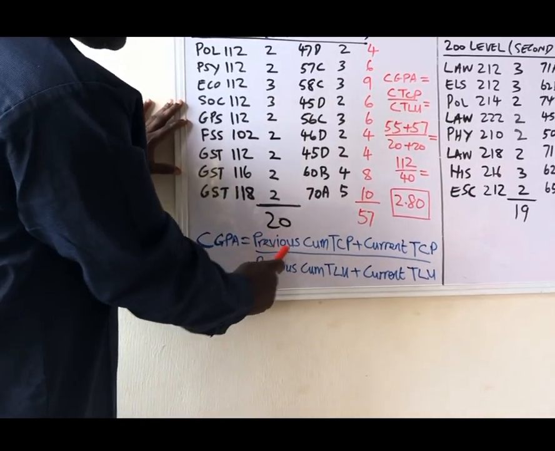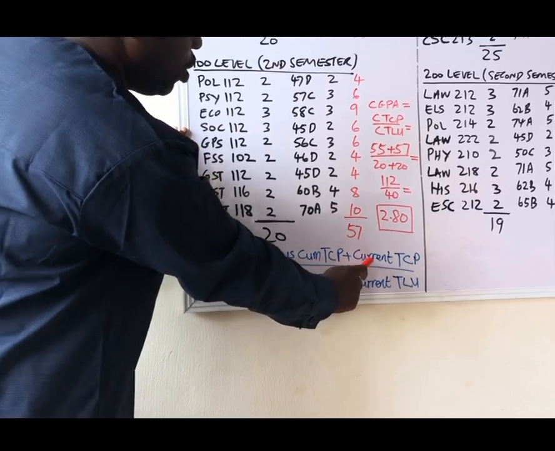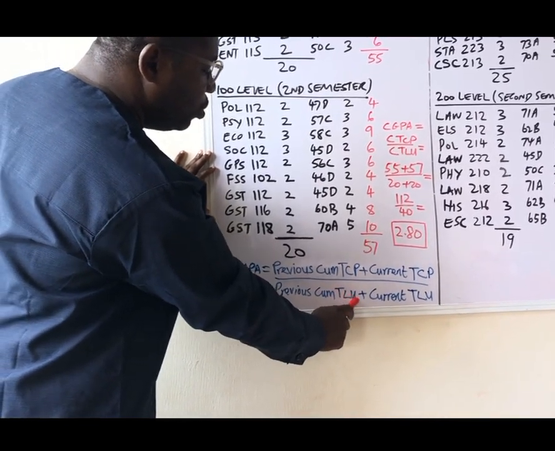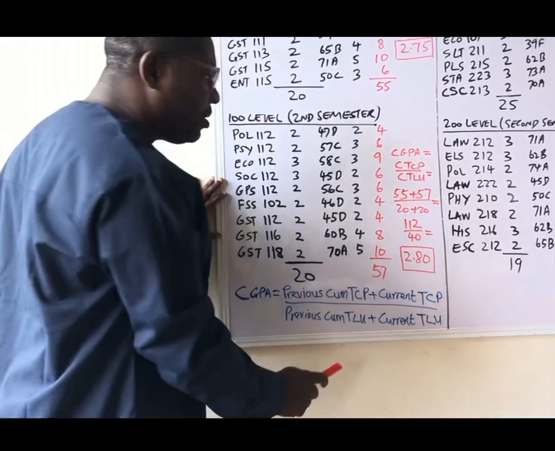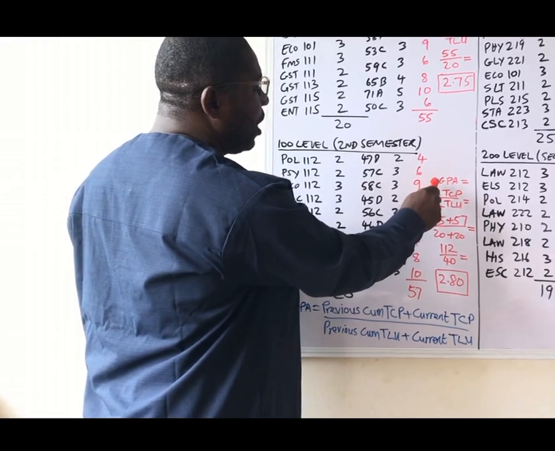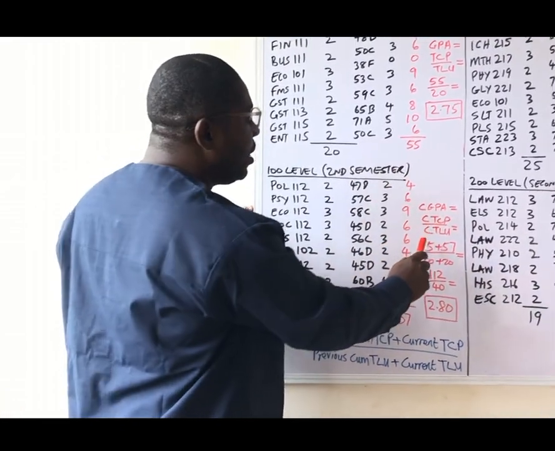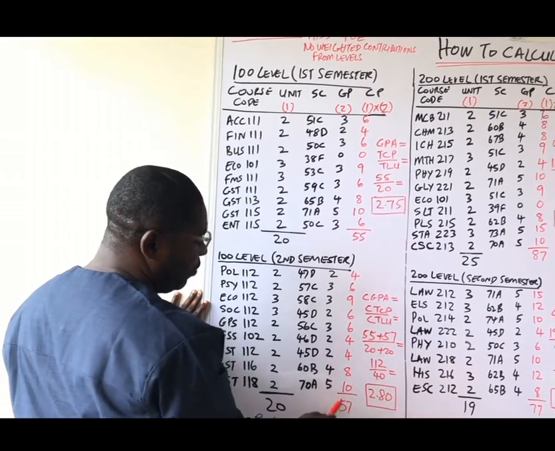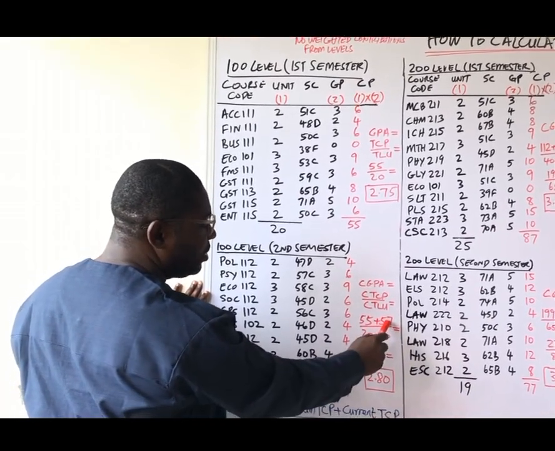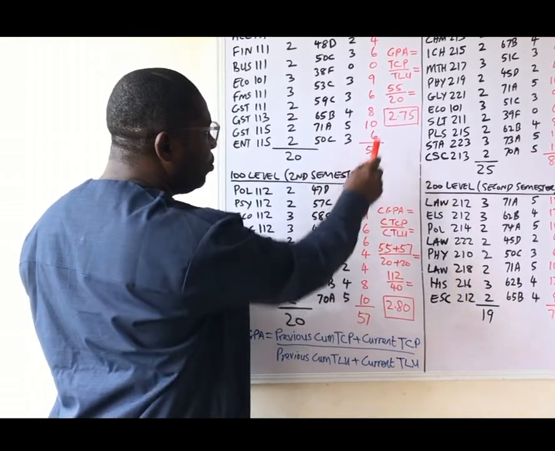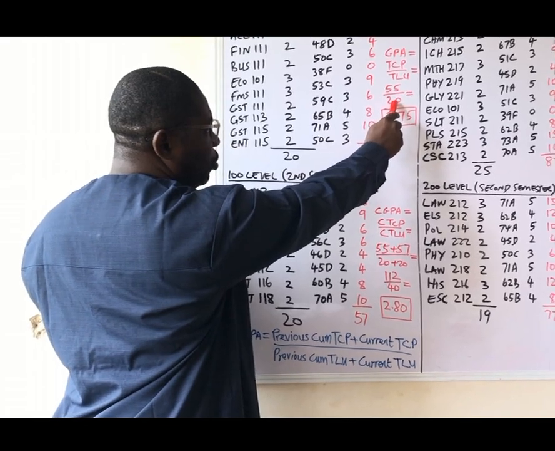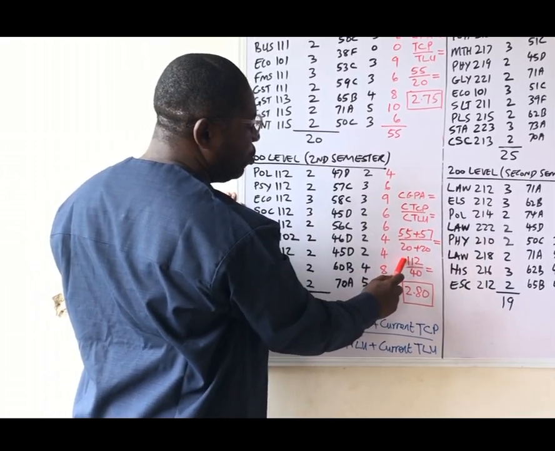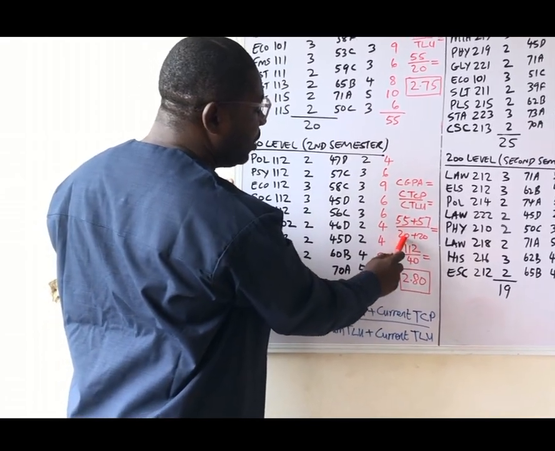Let me go over that. Previous cumulative total credit point plus current total credit point divided by previous cumulative total load unit plus current load unit. So based on this, to calculate this CGPA, it will be 55, which was the previous one. Look up here. We have 55 here, plus 57, which is the current one. You have this, divided by 20, which is the previous cumulative total load unit, plus the current total load unit. So if you add 55 plus 57, you have 112, divided by 20 plus 20, you have 40.